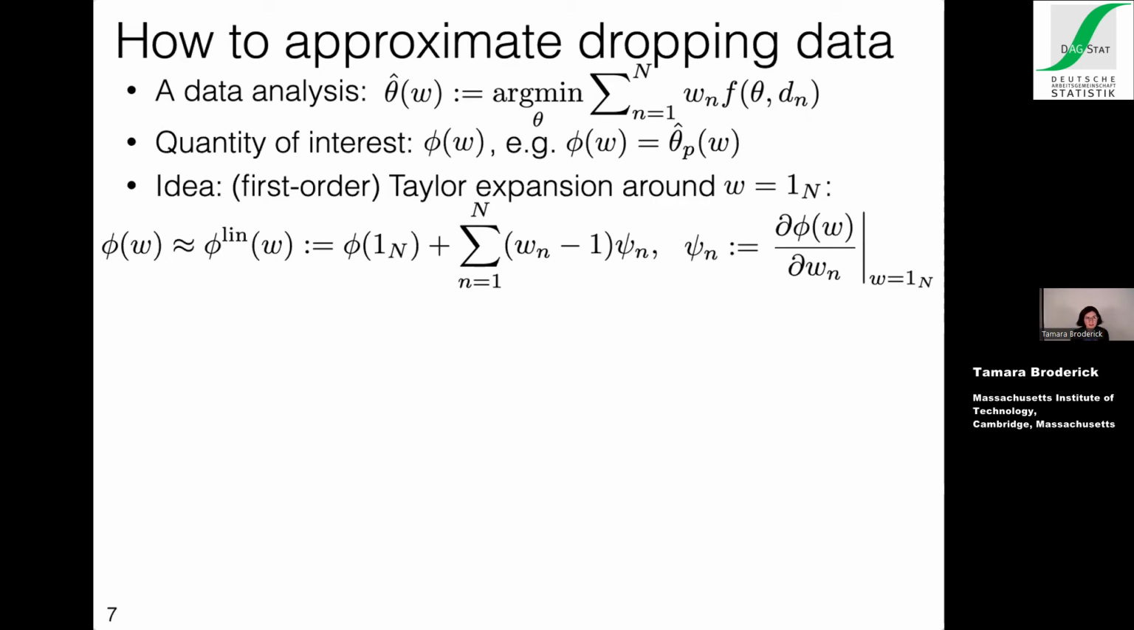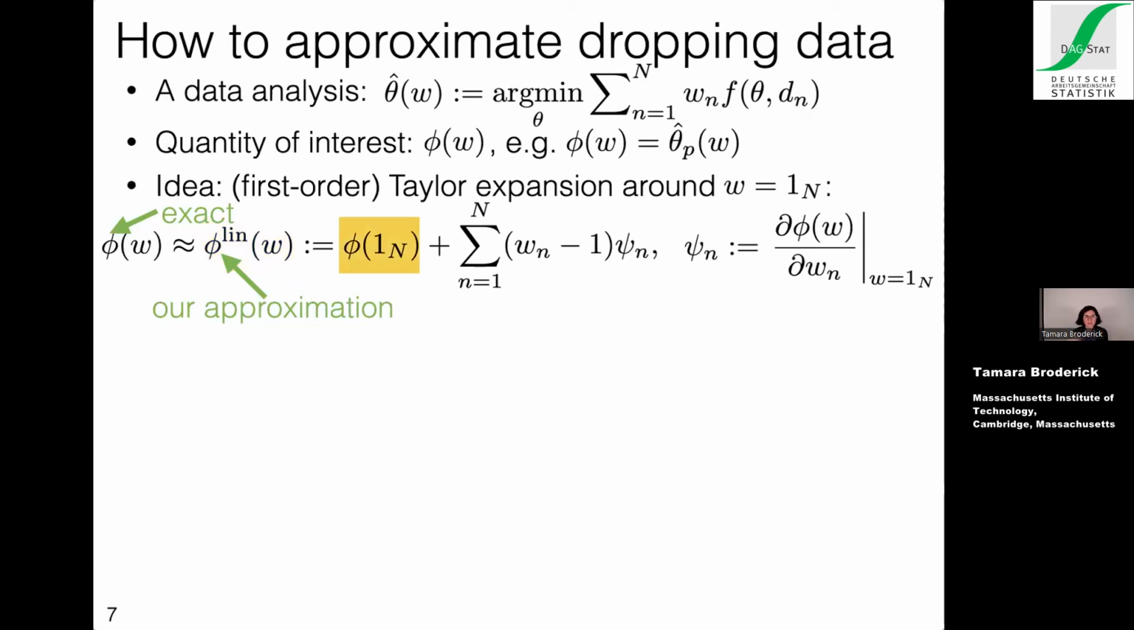Okay, so let me explain everything that's going on in this equation. On the far left-hand side, we have phi of W. This is the exact quantity that we wish we could compute for every W, which corresponds to every dropped data subset. But we can't, because it's way too expensive. We can't run our data analysis 10 to the 50 times. And so instead, we're going to provide a linear approximation, which we'll call phi lin for linear. And as I said, that's going to be exactly a first order Taylor expansion.